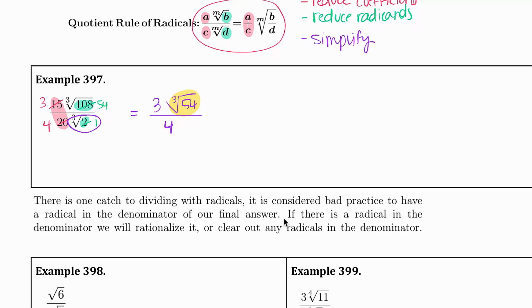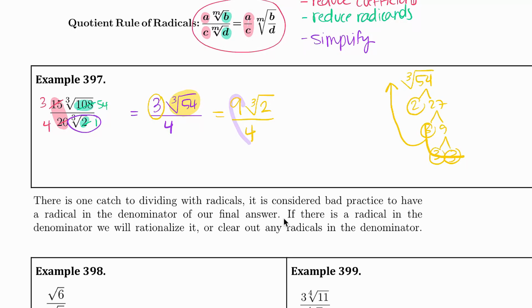Now I'm going to see if that cube root of 54 can be simplified. We've got 2 and 27, 3 and 9, 3 and 3. We're looking for groups of 3, so I can take a 3 out. There's already a 3 out here, so 3 times 3 gives me 9. Cube root of, there's only a 2 left over, divided by 4. Once we do this, we do want to check and see if these can be reduced or simplified. In this case, they can't, so we leave it just like this.